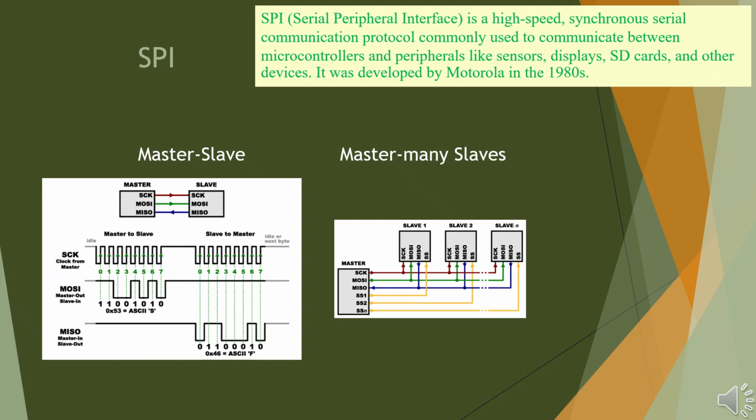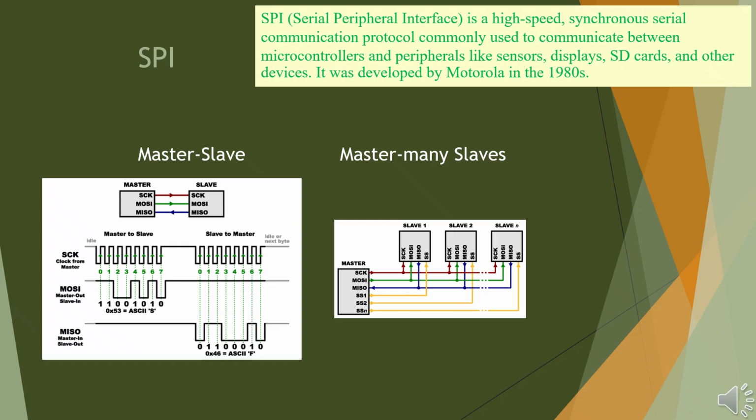SPI is extremely popular because it offers high data transfer speeds and a simple hardware design. It doesn't require complex addressing or arbitration logic like I²C. It's commonly used to connect sensors, displays like OLED or TFT panels, memory cards, SD cards, flash chips, and other peripherals that require rapid data exchange.